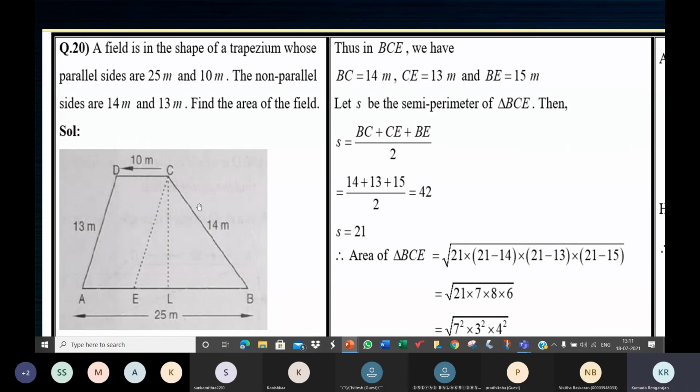So these sides are 25 and 10. The non-parallel sides are 14 and 13. You can mark 13 here and 14 here, that also is fine. You can also write 13 here and 14 here. Find the area of the field.